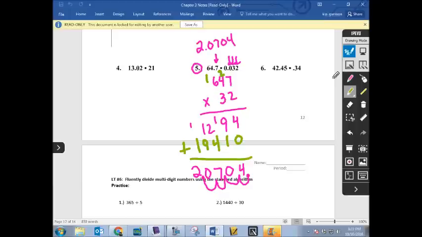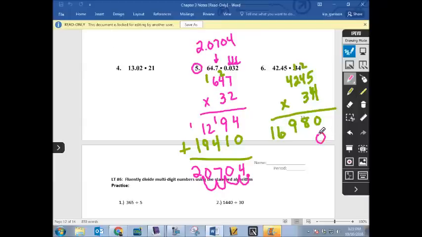Okay? And finally, last one here. We know we're going to be doing 4,245 times 34. 4 times 5 is 20. 4 times 4 is 16, plus 2 would be 18. 4 times 2 is 8, plus 1, 9. 4 times 4 is 16. Put your placeholder down there.